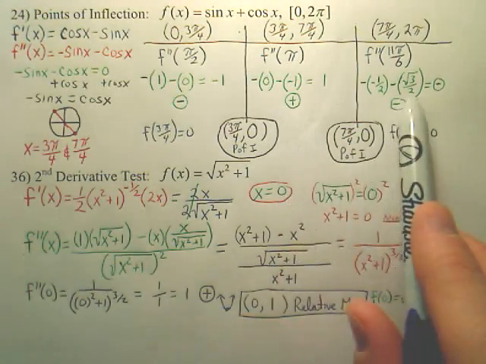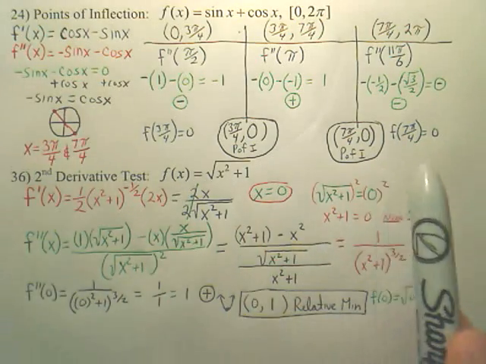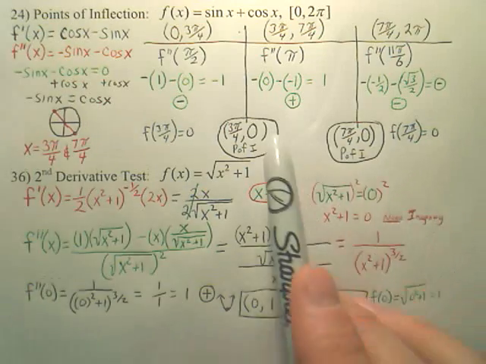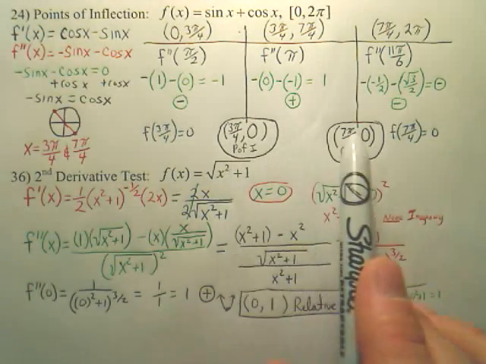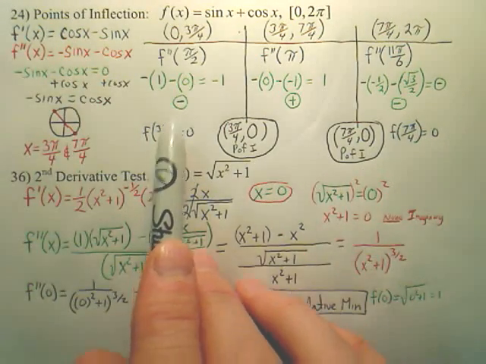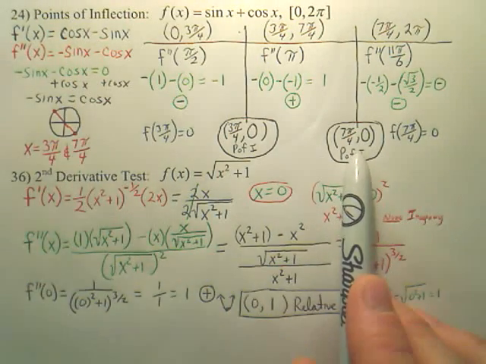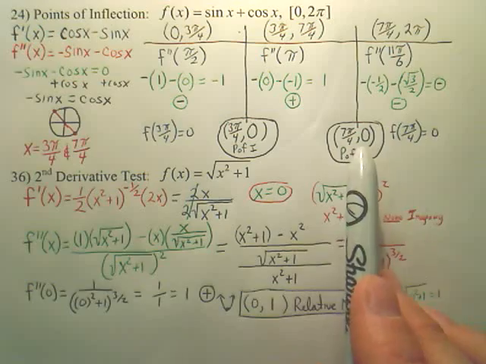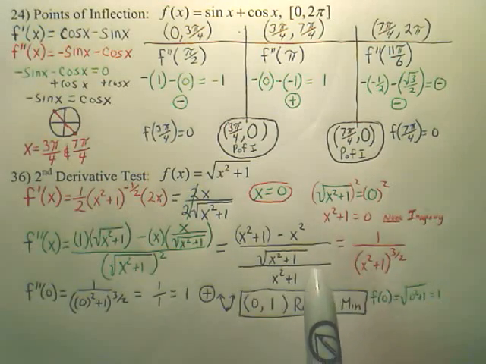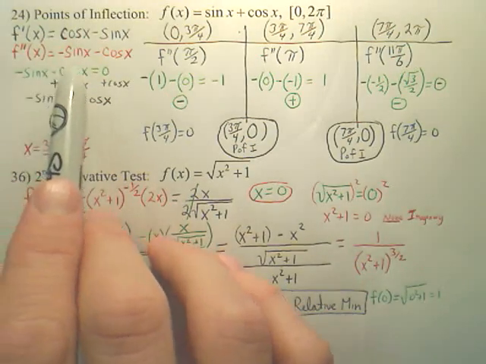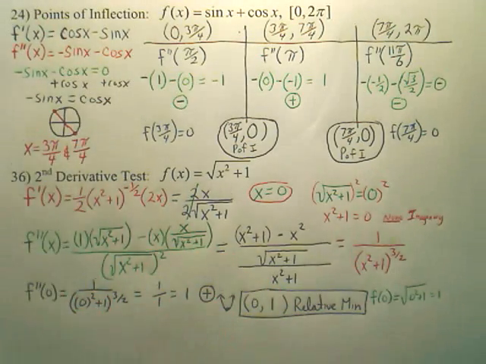Now, if it didn't change concavity, it would not be a point of inflection. So we find the output at these two breakpoints by plugging it into the original function, and those are the coordinates of my points of inflection. Again, it has to change concavity at a point of inflection. When you set the second derivative equal to 0, you're finding where it possibly could be.